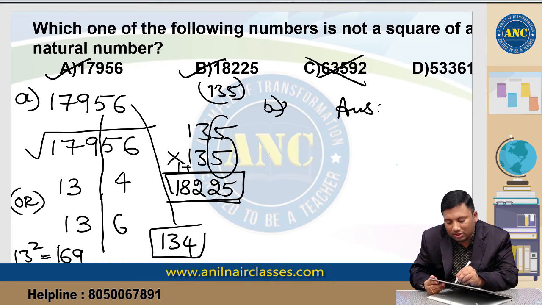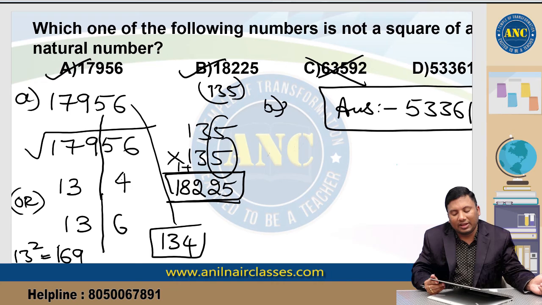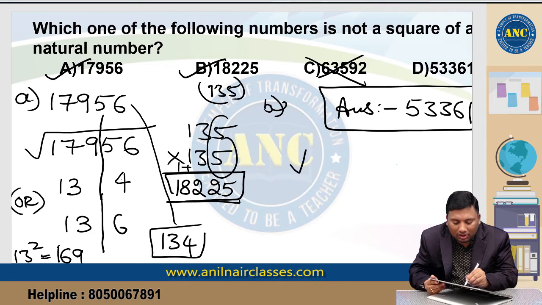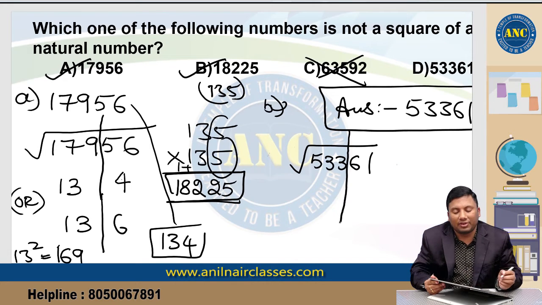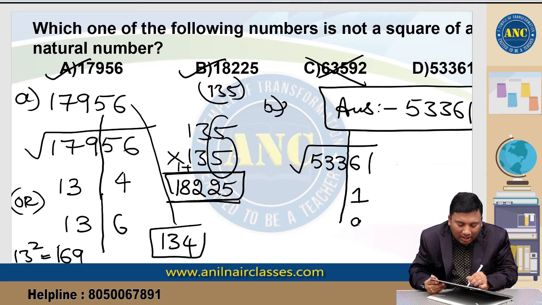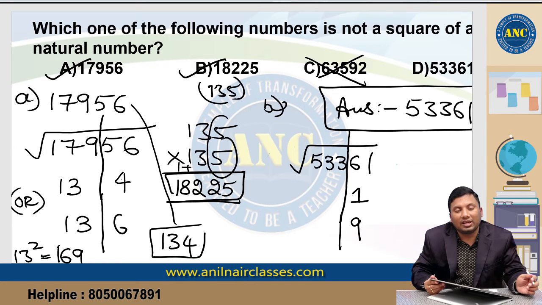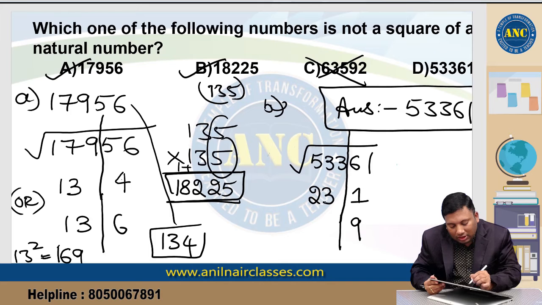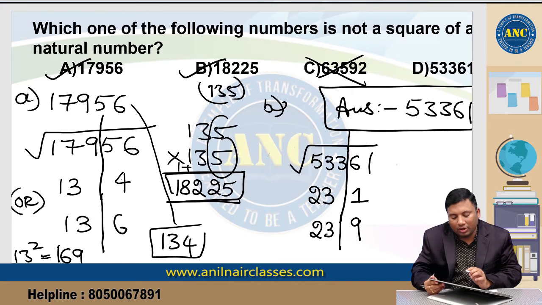So the answer for this question is 53361. If you want to solve it also, you can. Square root of 53361: keep a slash after 2 digits. 1 square is 1 and 9 square is 81. 533, where will it be? 21 square is 441, 22 square is 484, 23 square is 529. So 231 and 239. You can check if the digital sum is matching and everything.